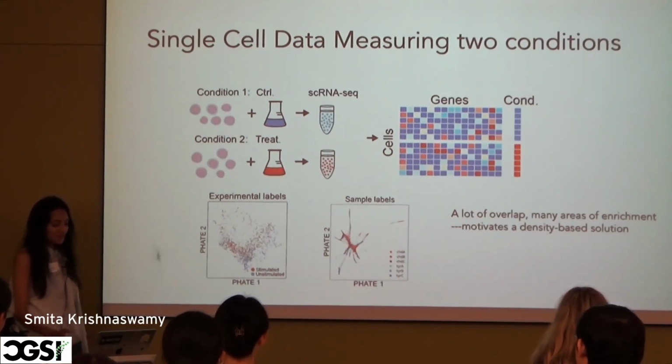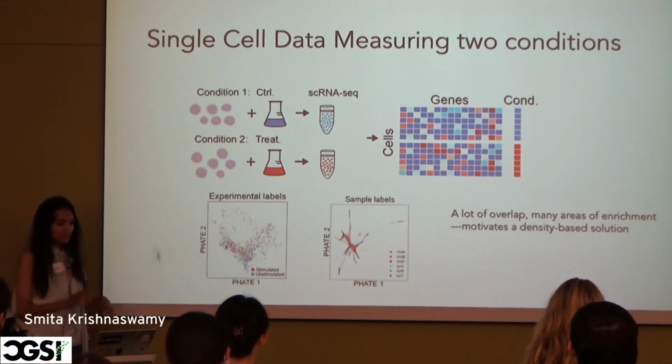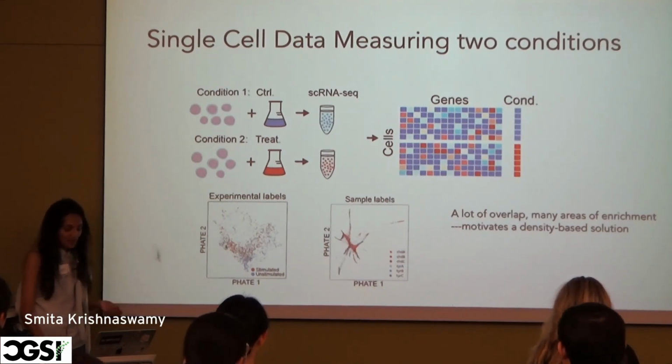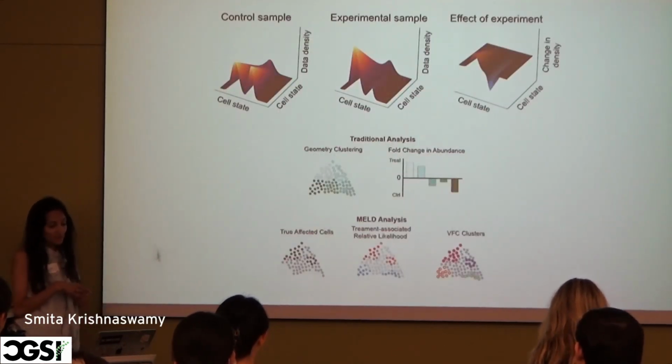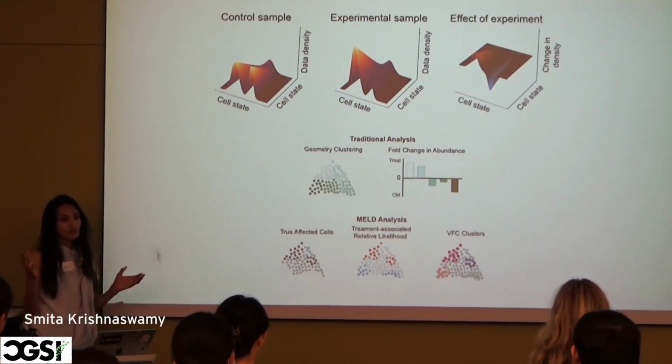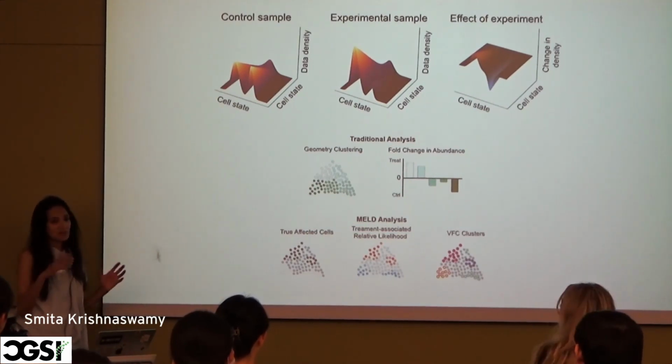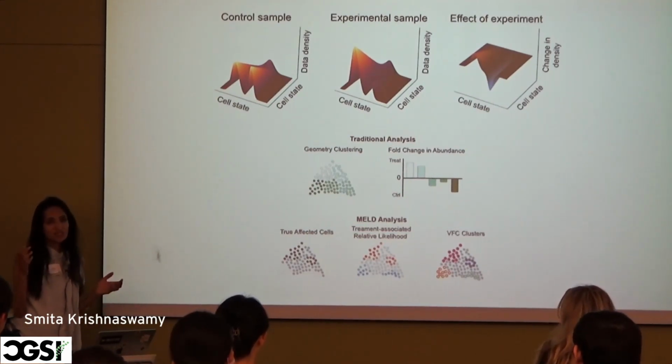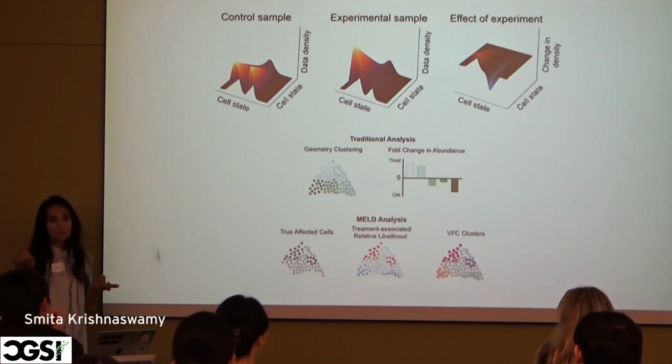Okay, so basically what we want to do is figure out how to disentangle these. We have this model in our head that what's really happening is the overall cellular manifold, the states that are reachable by a cell type, are not changing, and it's more the density along that manifold that is changing. So we need a method of estimating density on the manifold.